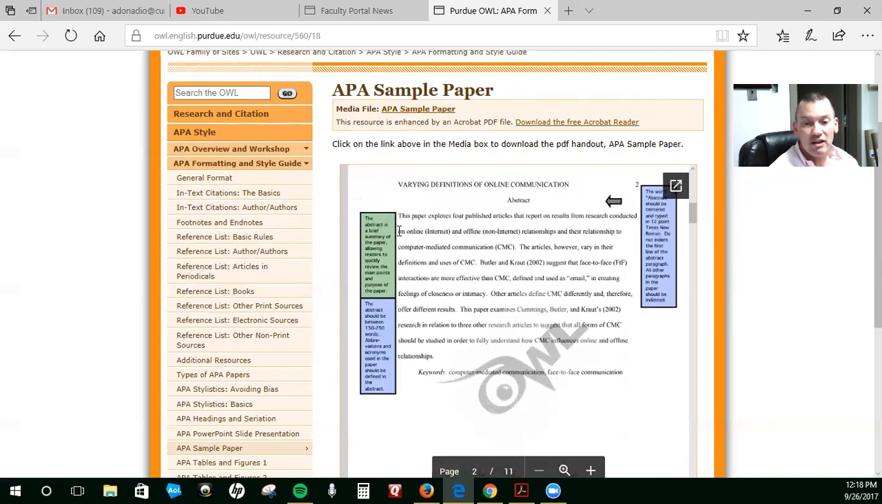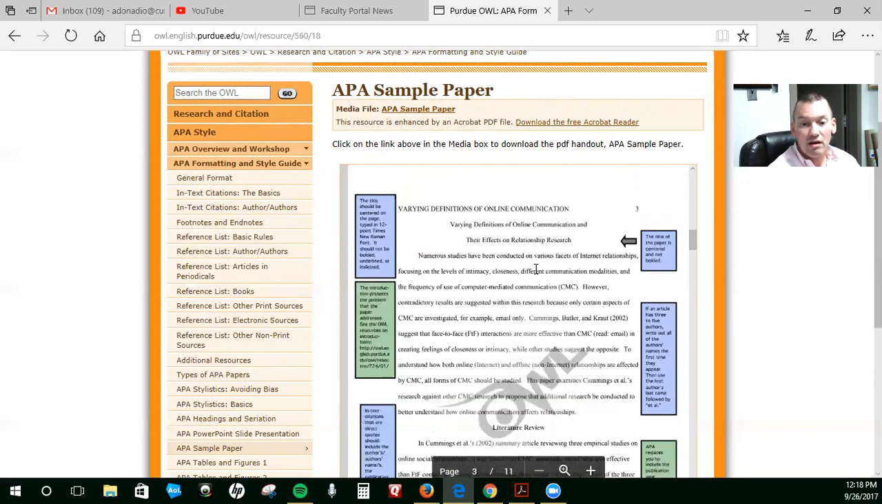On the next page, you're going to see an abstract. You typically don't have to worry about an abstract unless your professor tells you to. Okay, so if they tell you to write an abstract for your paper, like a long paper, then you might need it. But unless you're told to do it, don't worry about it. But this is how you would format it if you were going to use one.